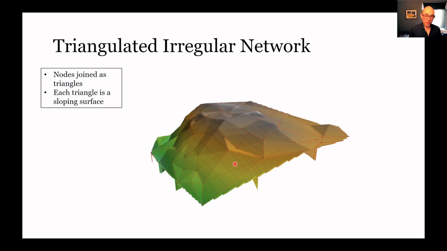Now, in the course you will have lectures on vectors and rasters, lectures on each of those. We won't really be looking at triangulated irregular networks again on this course. They will come up in a later course. And this is just an example of what they may look like.